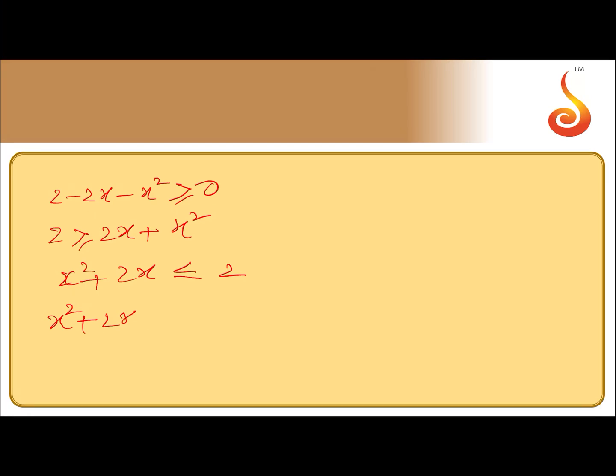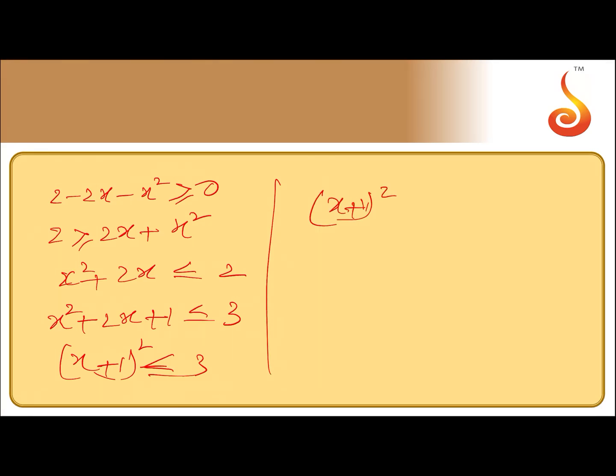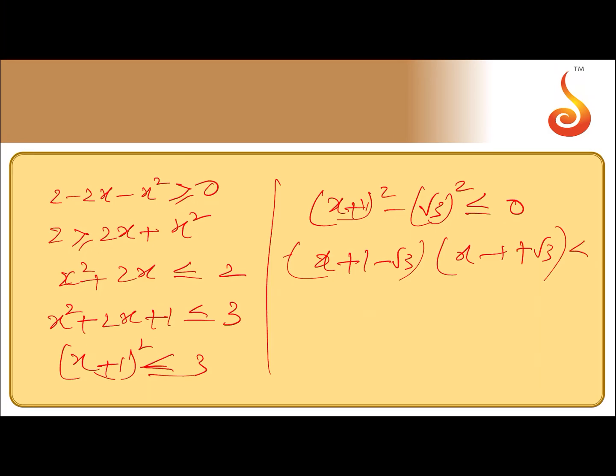I would make it a perfect square by adding 1 on both sides. We'll be getting 3. X plus 1 whole square is less than or equal to 3. So definitely I would say from here, x plus 1 taken whole square minus root 3 whole square is less than or equal to 0. So factorizing, x plus 1 minus root 3 multiplied by x plus 1 plus root 3 is less than or equal to 0. So this is an inequality, and therefore x value lies between minus 1 plus root 3 and as well as here 1 minus root 3.